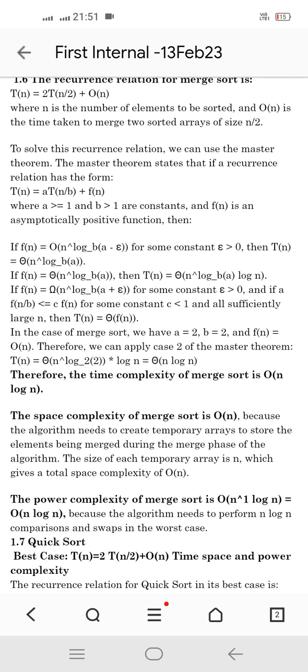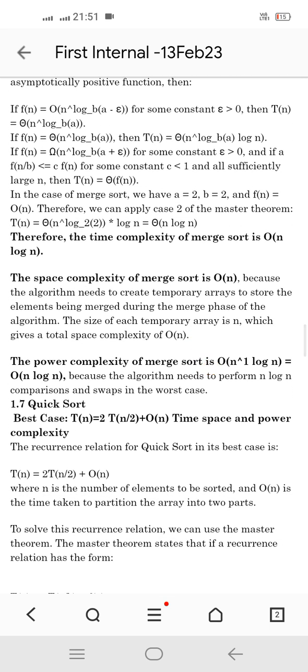The space complexity of merge sort is order of n because the algorithm needs to create a temporary array to store the elements being merged during the merge phase of the algorithm. The power complexity of merge sort is order of n log n because the algorithm needs to perform n log n comparisons and swaps in the worst case.